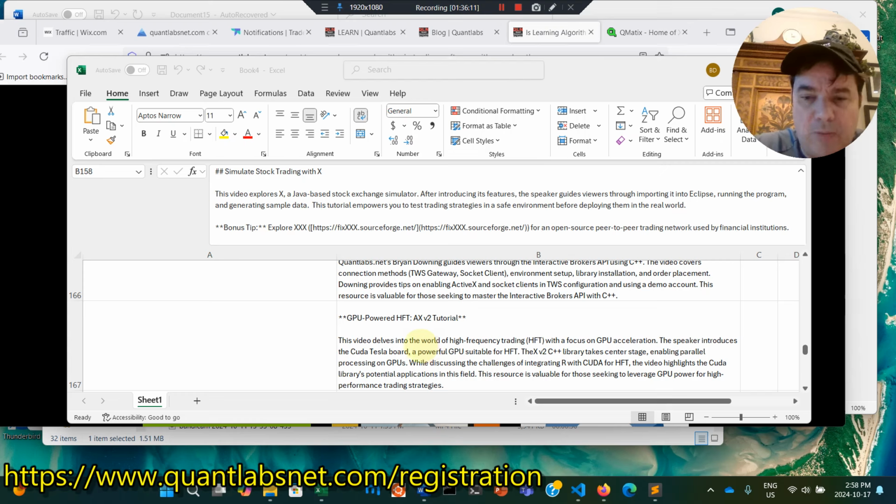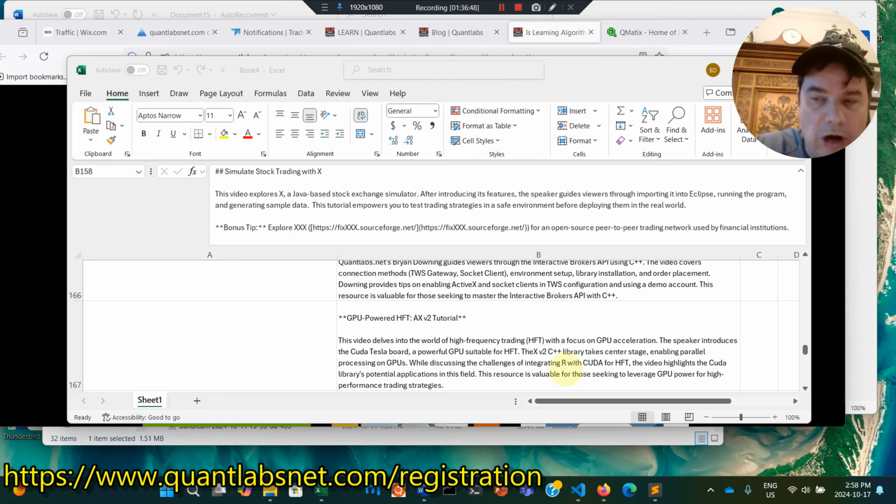This is the interesting one when it comes to CUDA and GPU for NVIDIA. It delves into high frequency trading techniques potential with a focus on graphical processor unit acceleration, introducing the NVIDIA CUDA Tesla board, or one of the powerful GPUs suitable for HFT, some would think. The X version 2 C++ library takes center stage, enabling parallel processing on GPUs.